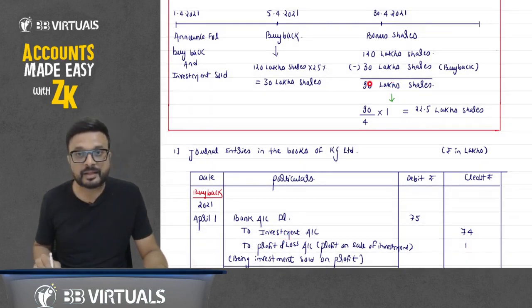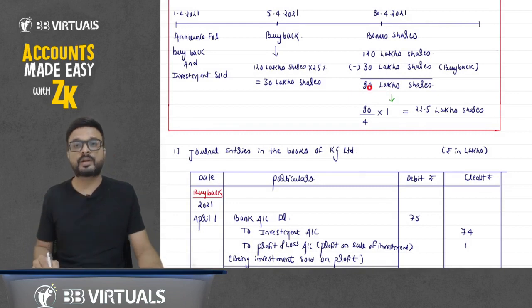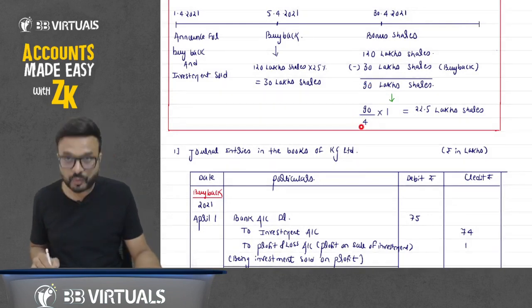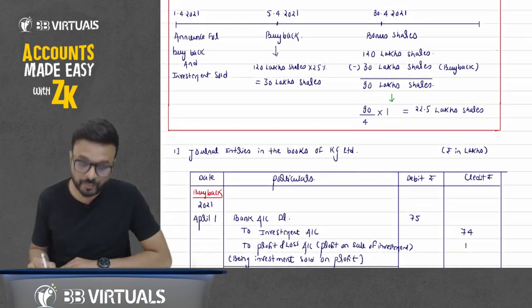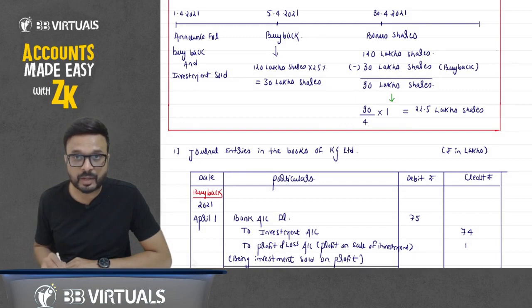So 90 lakhs is the total number of shares existing on the date they are issuing bonus shares. They have 90 lakh shares because out of 120 lakhs, they did a buyback of 30 lakhs on 5th of April. So for every 4 shares out of the 90 lakhs, how many shares are they giving? They are giving 1 share.